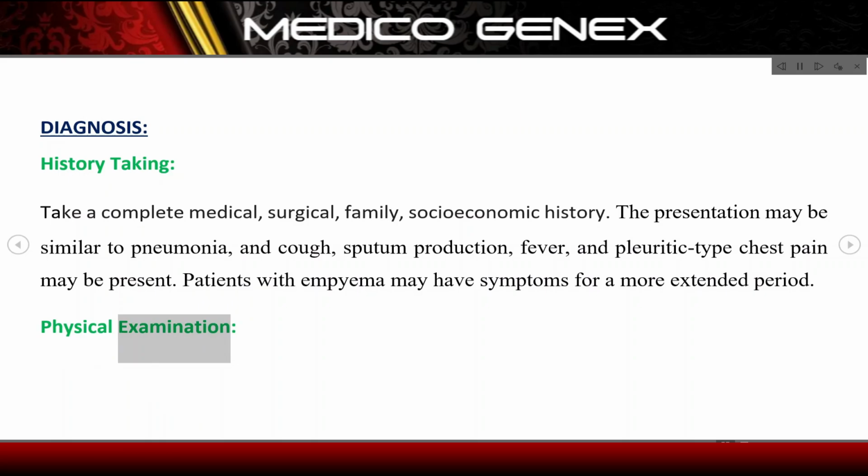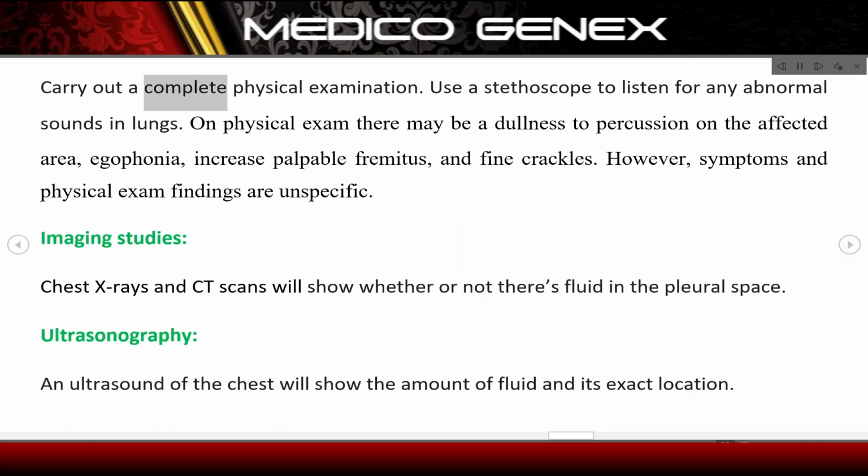Physical examination. Carry out a complete physical examination. Use a stethoscope to listen for any abnormal sounds in lungs. On physical exam there may be a dullness to percussion on the affected area, egophony, increased palpable fremitus, and fine crackles. However, symptoms and physical exam findings are unspecific.